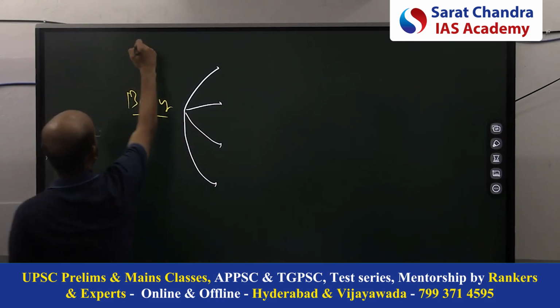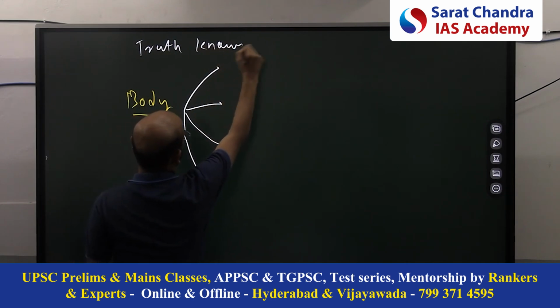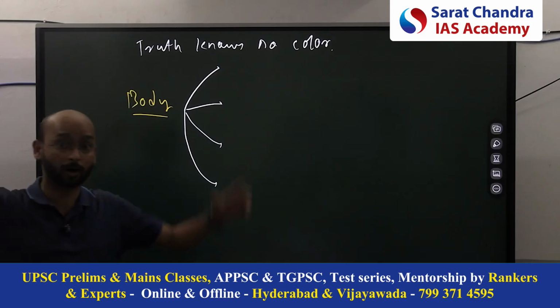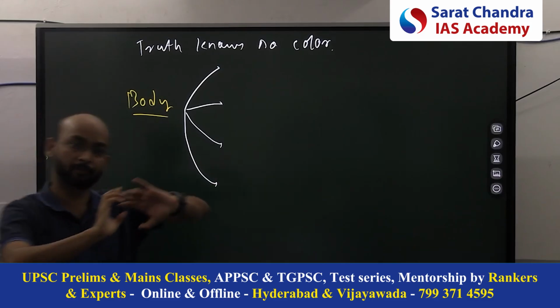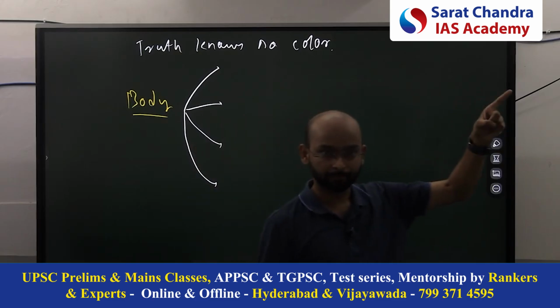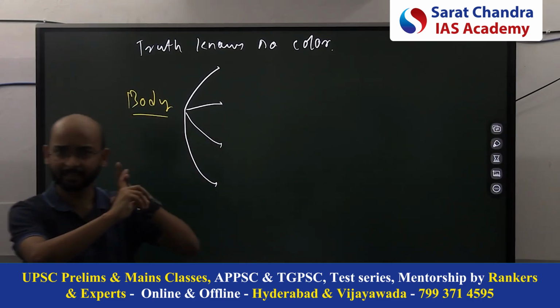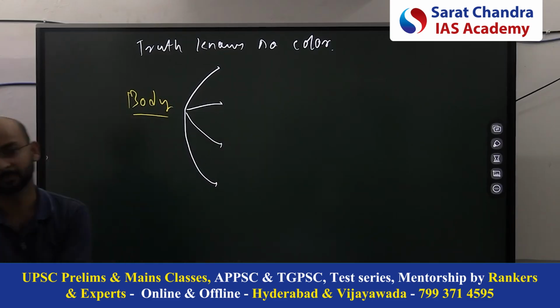For example, let's talk about 'truth knows no color'. In this, how will you divide this into broad subheadings? What you can do after the establishment? First, you will establish through philosophy, right? See, you will establish it at some different levels. After that, what other dimension will you cover in this? Think about it and tell me now.